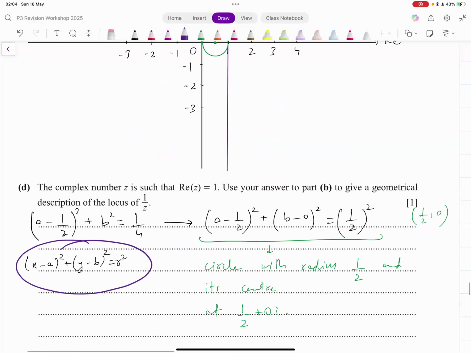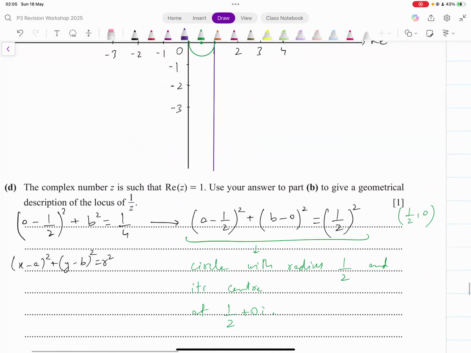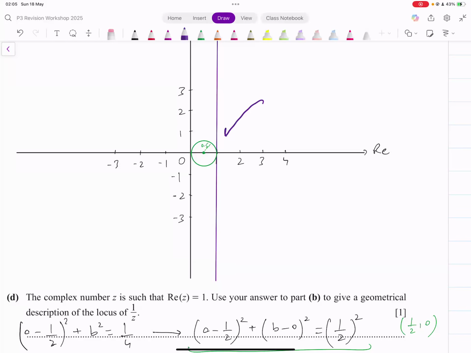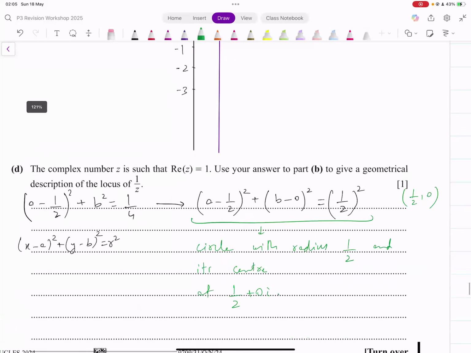So in the second part, the form that we were given, if we compare that with the standard circle equation form, the variables here are a and b, not x and y. If we compare with that, we actually get that it's a circle with radius 1 over 2 and its center at the point 1 over 2 and 0. That's actually the locus that you have drawn in the previous part, right? That's this circle. That's the locus of 1 over z that follows that form of equation of a circle.